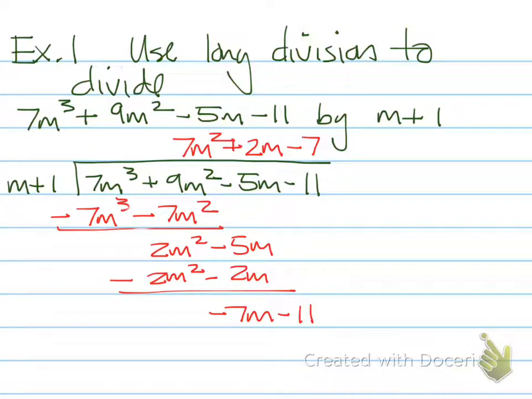What do we have to multiply m by to get negative 7? And that answer is negative 7. Multiply negative 7 times m to get negative 7m. Negative 7 times 1 is negative 7. Change the signs and add them up, and we get a remainder of negative 4. So we write that as minus 4 over the divisor, m plus 1.